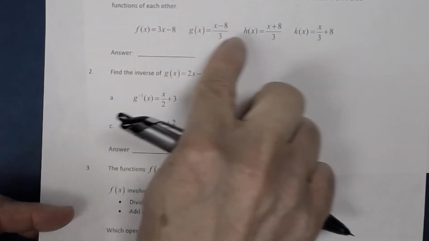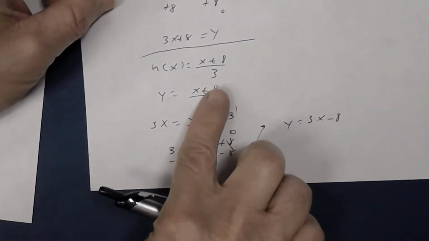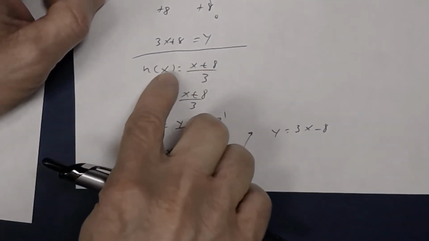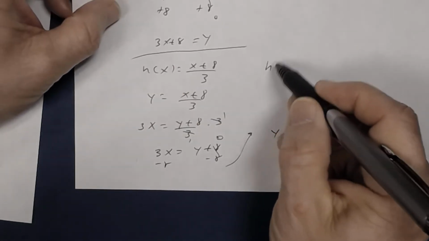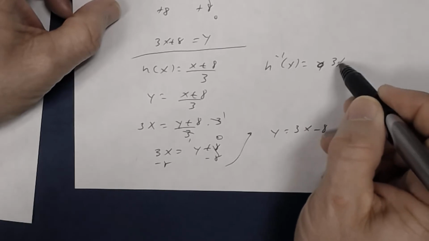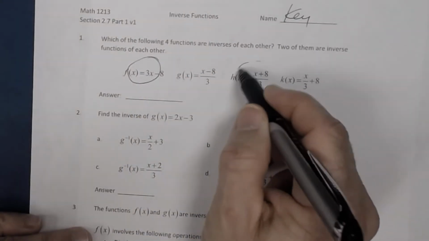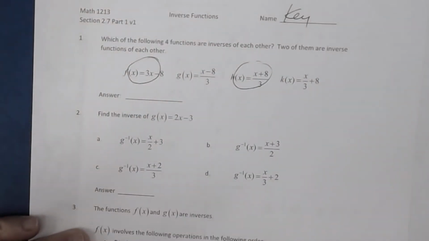So those two are the inverses of each other. What I found by doing this process is the inverse of this function: h inverse of x is 3x minus 8. That's what I found. All right, so right away you see that these two are the inverses of each other.